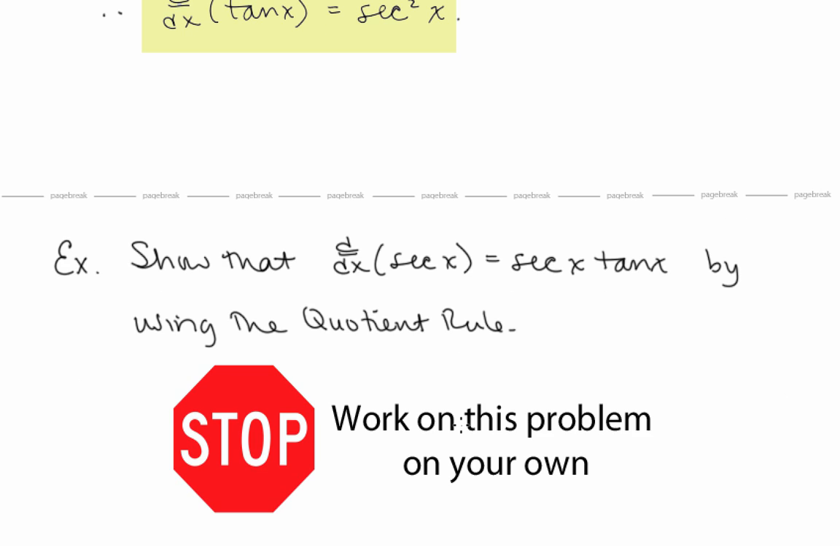Now I'd like you to take a few minutes and show that the derivative of secant x is equal to secant x tan x by using the quotient rule. Remember that secant x is 1 over cosine x, like we just saw. So you're going to start with that and use the quotient rule. Please pause the video and work on that.